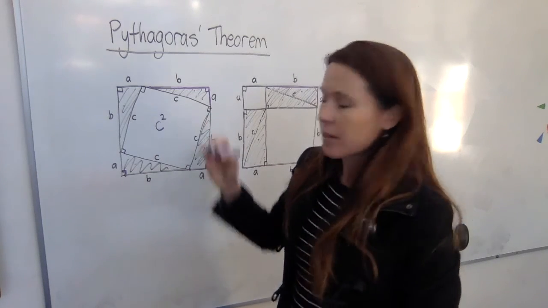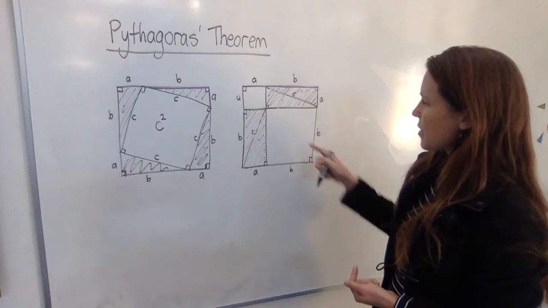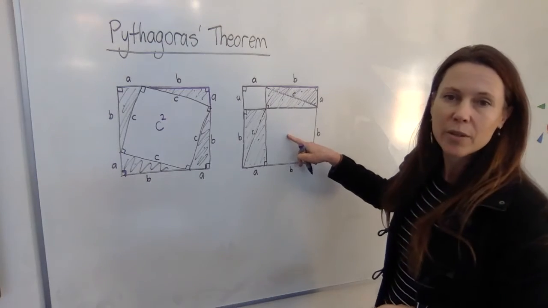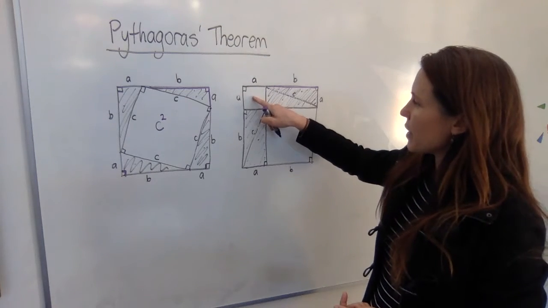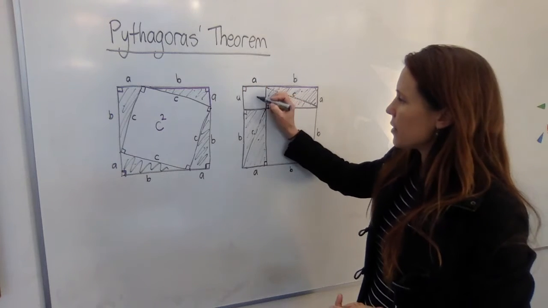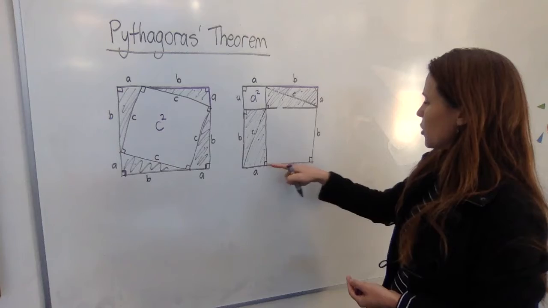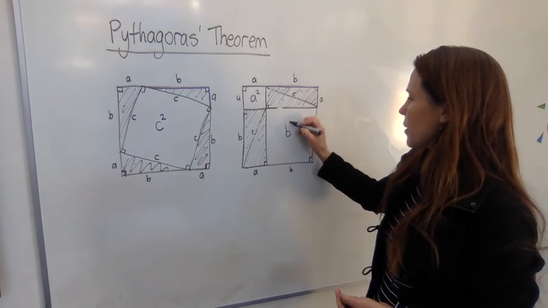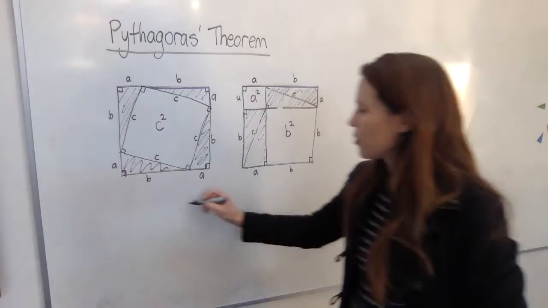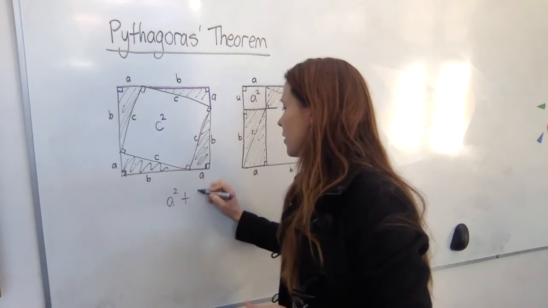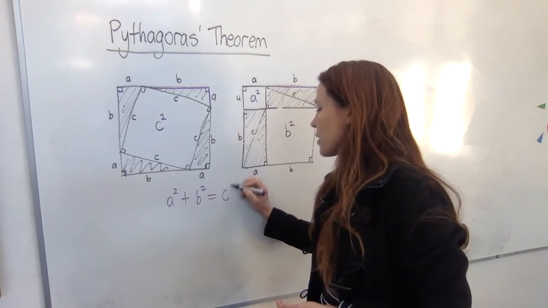Over here, the white bits that are left over are also squares. We've got a little square up here, which is A times A, so it has an area of A squared. And down here, we've got a bigger square, which is B times B, B squared. So this is a really nice simple proof that shows us that A squared plus B squared equals C squared.